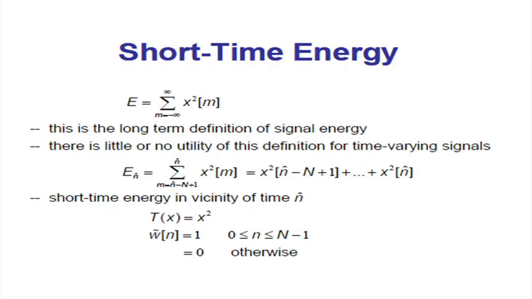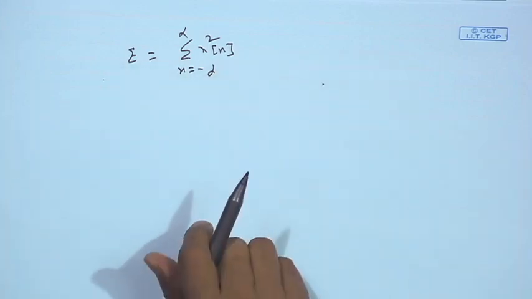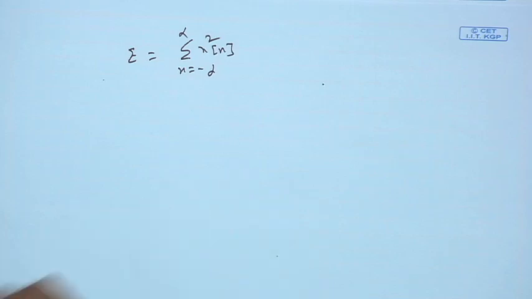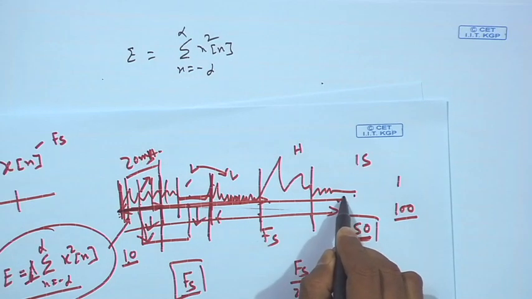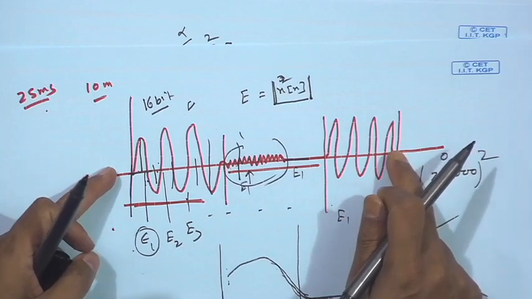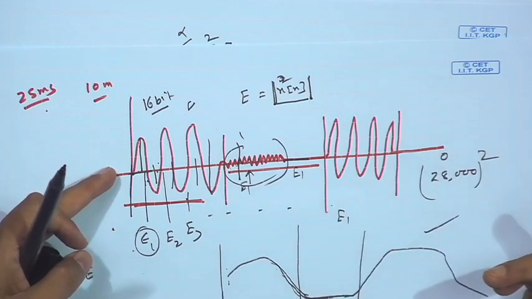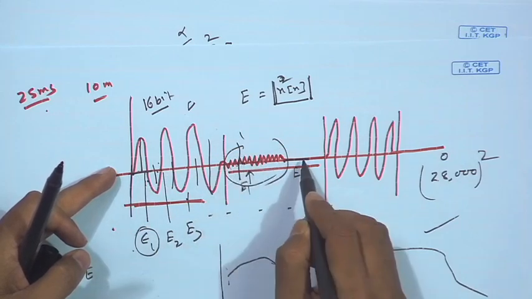Short time energy mathematics. So, the energy E of a signal x of n, with n equal to minus infinity to infinity, x of n square, is the energy. This is the whole signal energy, the long term definition. If I take the whole energy at a time, there is no use. But I do this with that parameter because I want to find out voiced signal, unvoiced signal, silence.